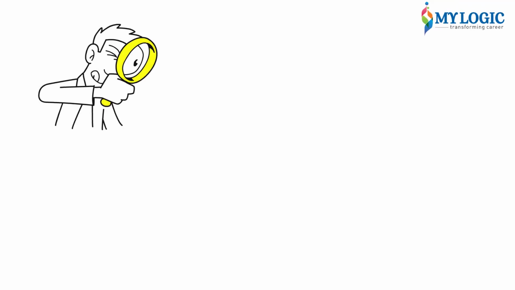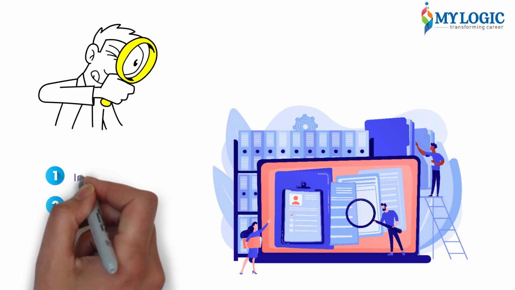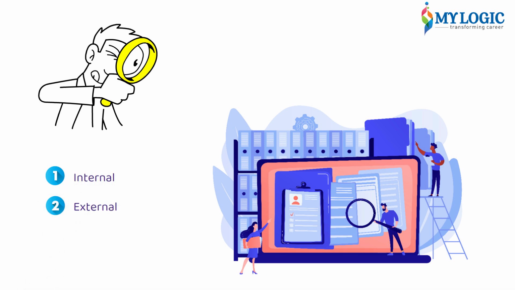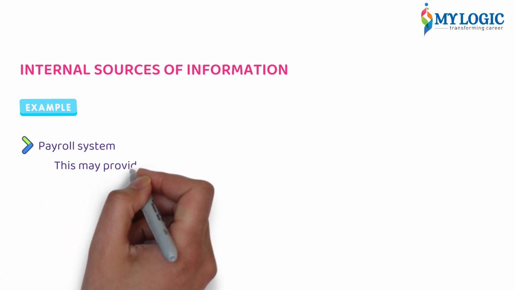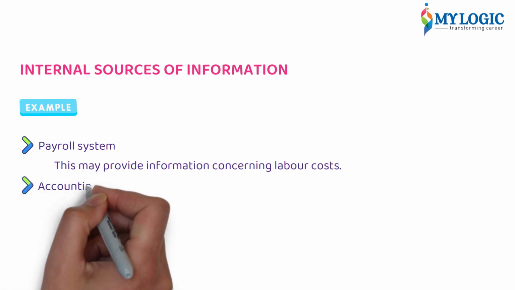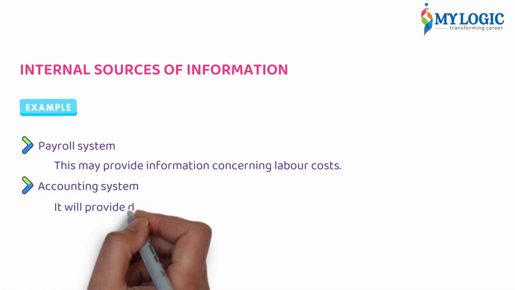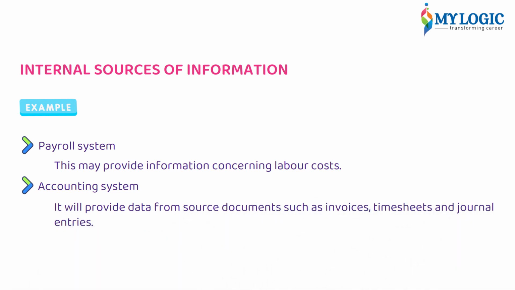Now let us look into the sources of information. There are two sources: internal, external. Internal sources of information. Let us look into some examples. Payroll system. This may provide information concerning labor costs. Accounting system. It will provide data from source documents such as invoices, timesheets, and journal entries.